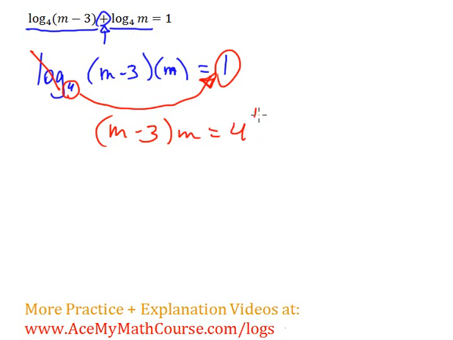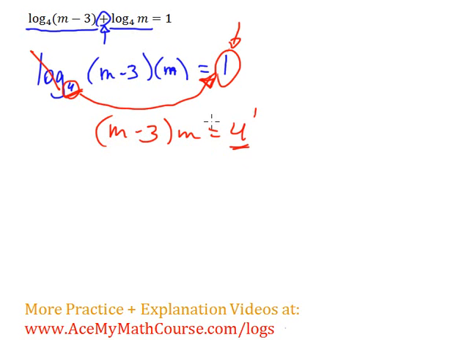So that's basically just rewriting the equation in exponential form. All we need to do is kick the base over to the other side of the equation. The base of the log becomes the base right there, and whatever we have here becomes the exponent. And 4 to the power of 1 is just 4.